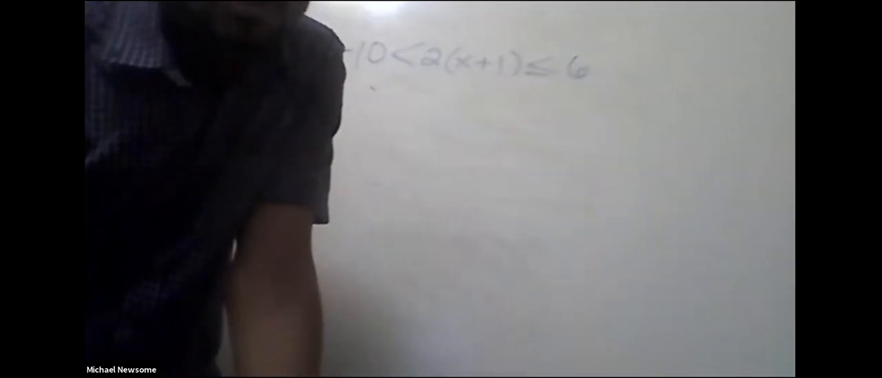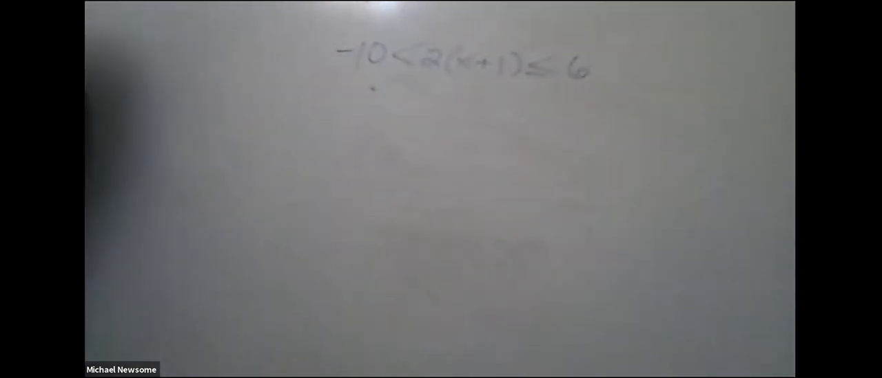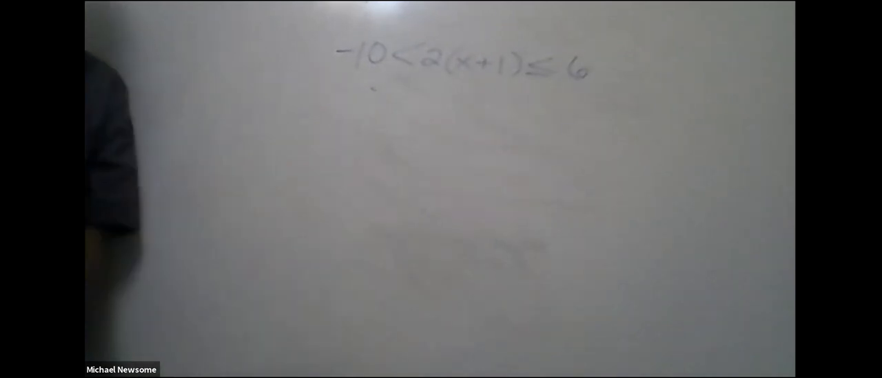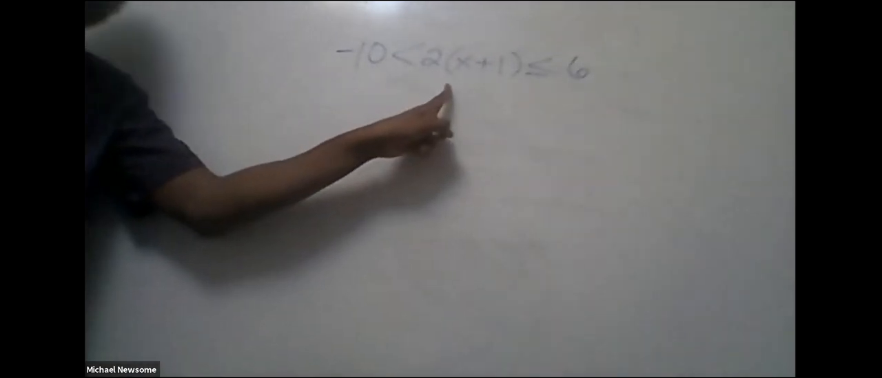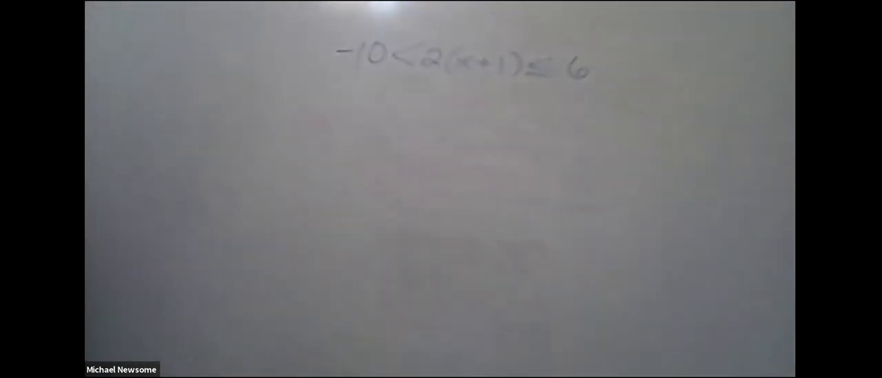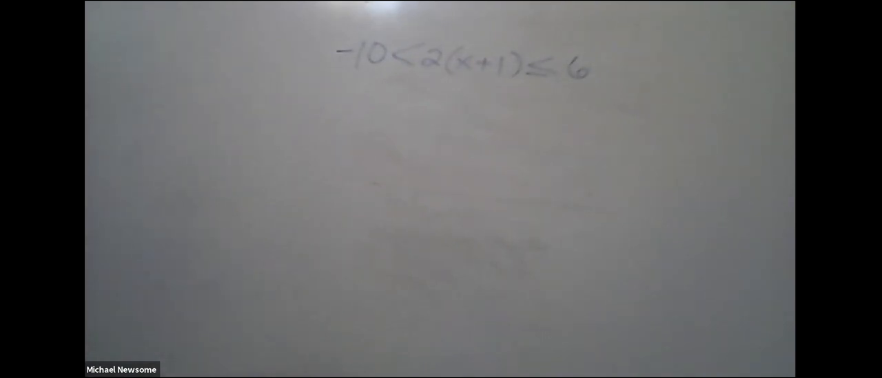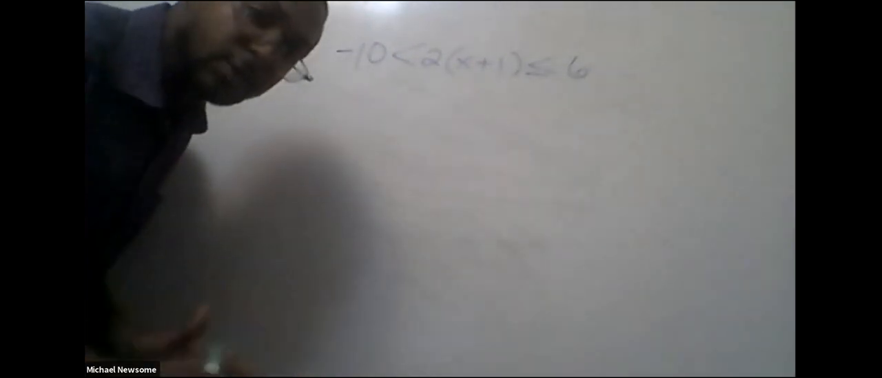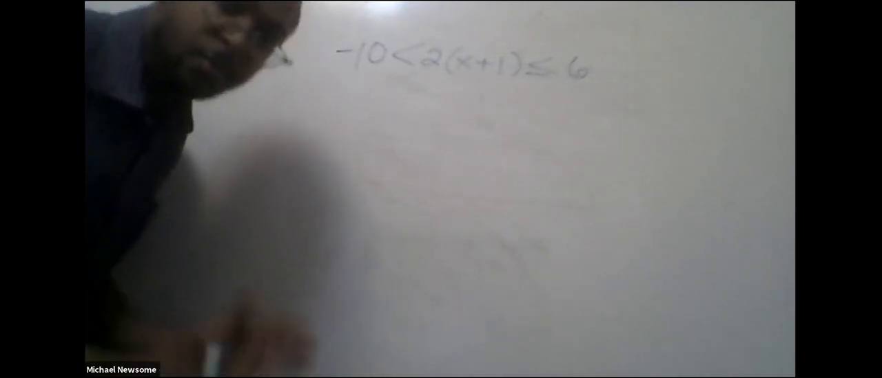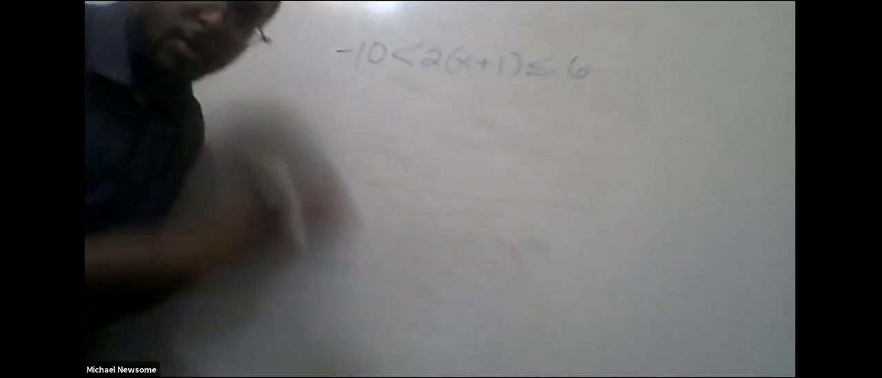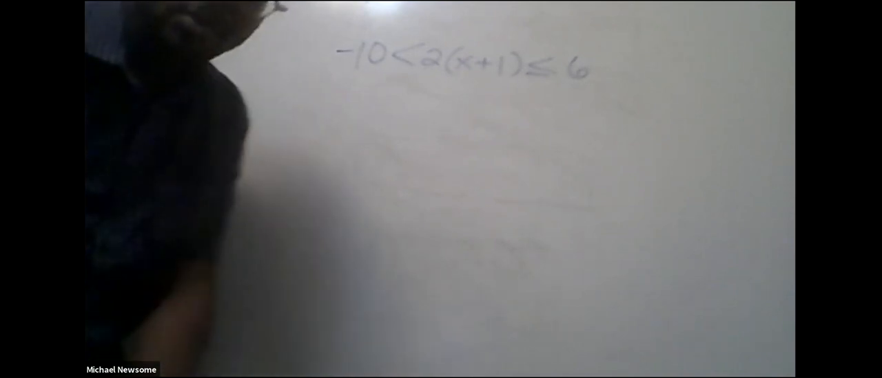All right. Now I have a new problem. This problem says negative 10 is less than 2 parentheses x plus 1 is less than or equal to 6. So we're going to solve this problem, and we're not going to make it complicated. We're just going to go through our steps. Whenever we have a problem, the first thing we always do is deal with parentheses. We don't do anything else until we deal with parentheses. Let me move this up some, make it easier for myself.